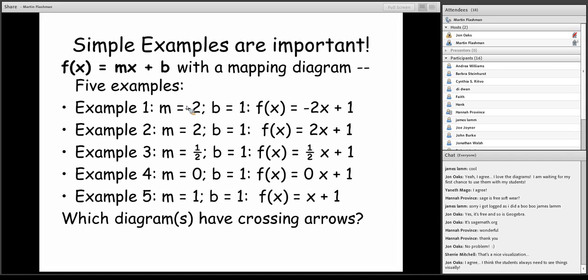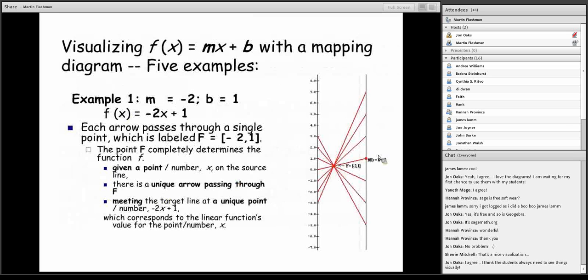And you might look at these and say, well, of all these, which one of these will have crossing arrows? And I think we've already guessed that it'll have a crossing arrow when it's -2. And at 0 is an interesting thing. We'll look at that in a second. So here's the -2 mapping diagram. And there's a point here where they all pass through, and I'll call that the focus point. And I label it with -2, 1 indicating the slope and the intercept.